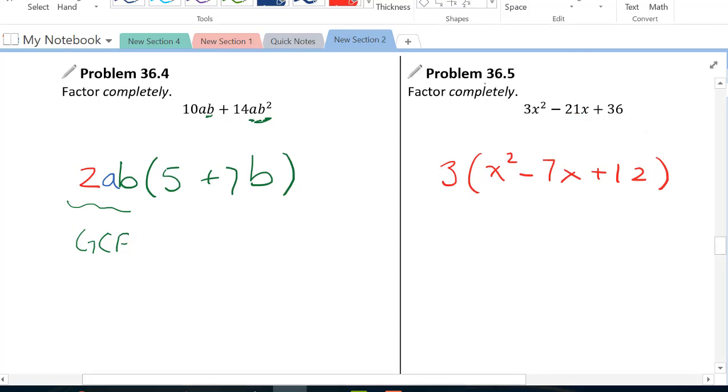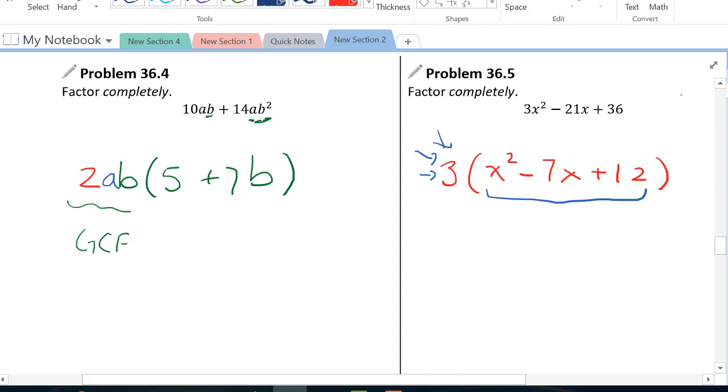Now, how many terms do I see? I see 3 terms, right? 1, 2, 3. Okay, remember that, so I gotta use AC method. And remember this 3 here, right? He goes on vacation, okay? So you're gonna ignore him. Ignore this 3 for now. We're going to focus on just this trinomial here. We're going to use AC method. So what's the number in the front of x squared? A 1.